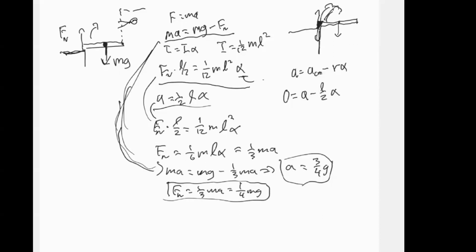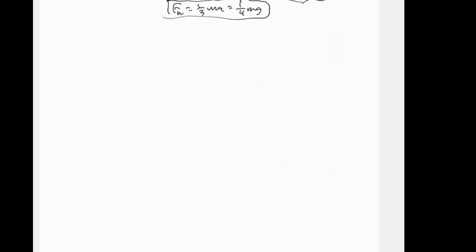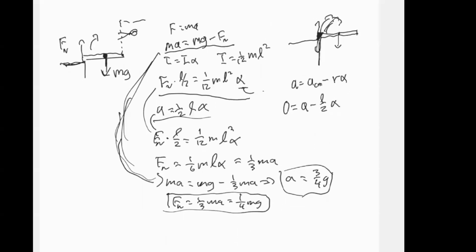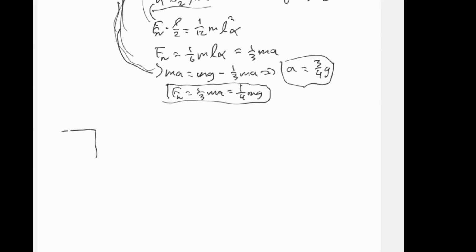Okay, but I said we were going to do a second way, right? We can also approach this problem by looking at it from this point as sort of our reference point. So the advantage of using this point is that it's actually slightly easier, because what is the torque from the normal force? Well, there is no torque from the normal force. Its radius is 0. So we don't even have to know what the normal force is yet to do torque equals I alpha.